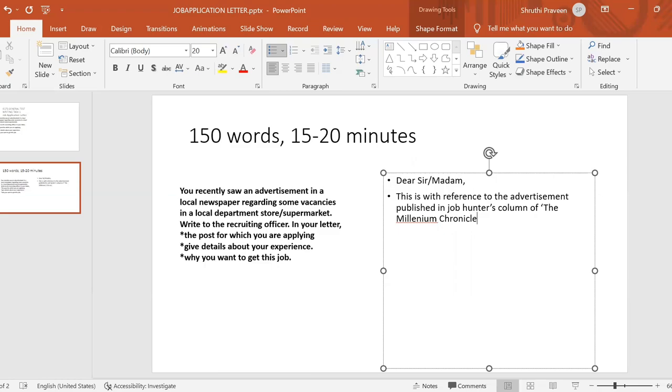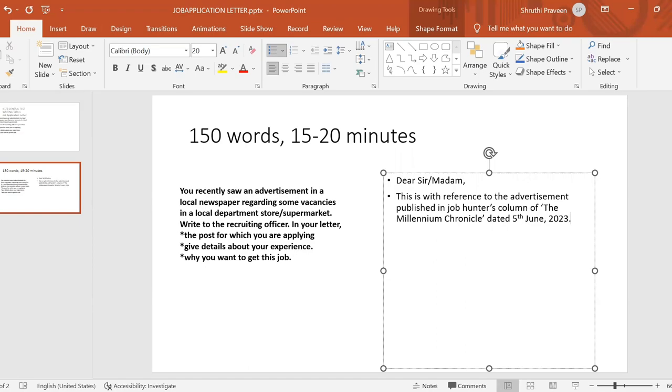Another thing to keep in mind is the spelling. Always make sure you write British spelling, not American spelling, because this test is conducted by IDP, which follows Queen's English or British English. So the spellings should be in accordance with that. So, column of the Millennium Chronicle, dated. I'm going to write the date. Dated 5th June 2023.